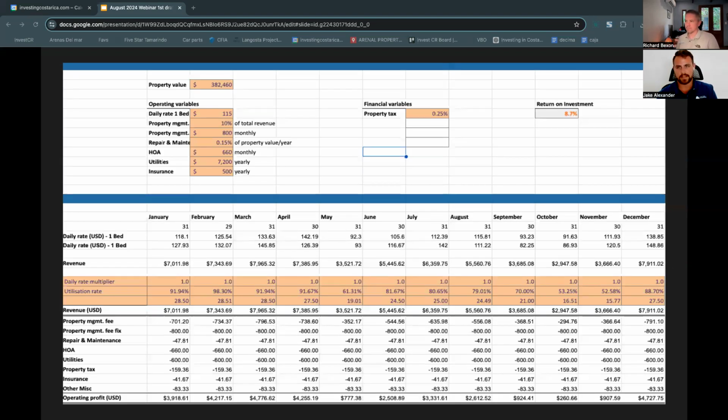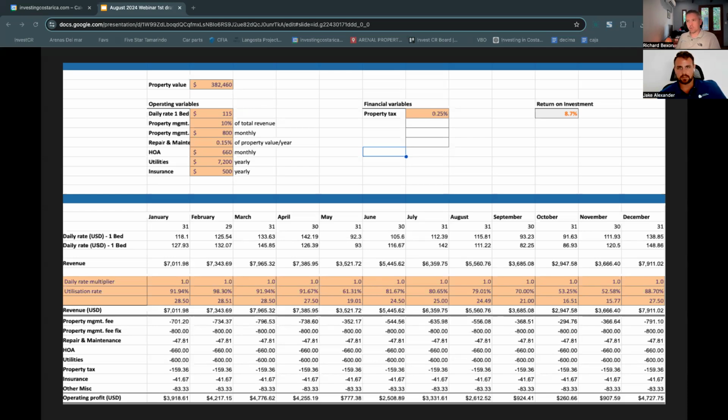And so on the next slide here, this is the analysis on this property. And this is something that we do for our clients. So after we go out and look at properties with them, we go through an analysis, looking at historical data, if we have it on the actual property, or looking at comps in the area. So this is just an example of what that analysis looks like.